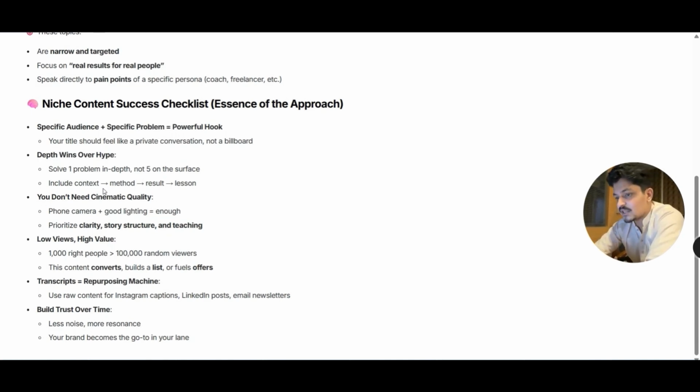Include context, method, result, lesson. That's it. Nothing fancy. You don't need cinematic quality. Phone camera plus good lighting is more than enough. You don't need all of those things, right? The animation, or maybe I'd say some kind of a cinematic way of storytelling. No, you don't need any of those. You just need to open your camera and execute like the way I am executing this video, right?